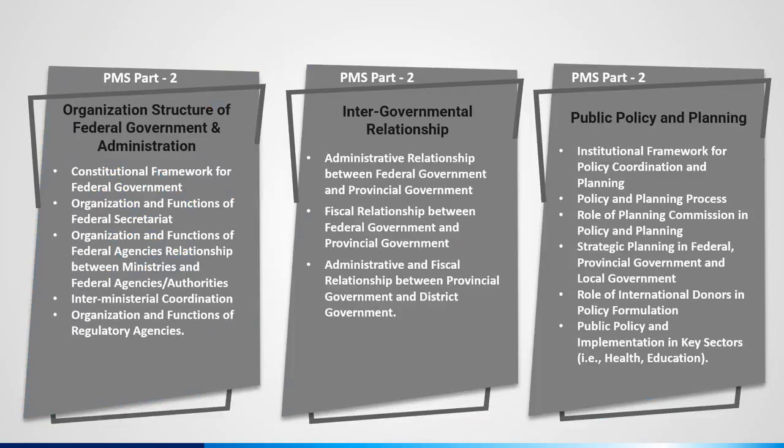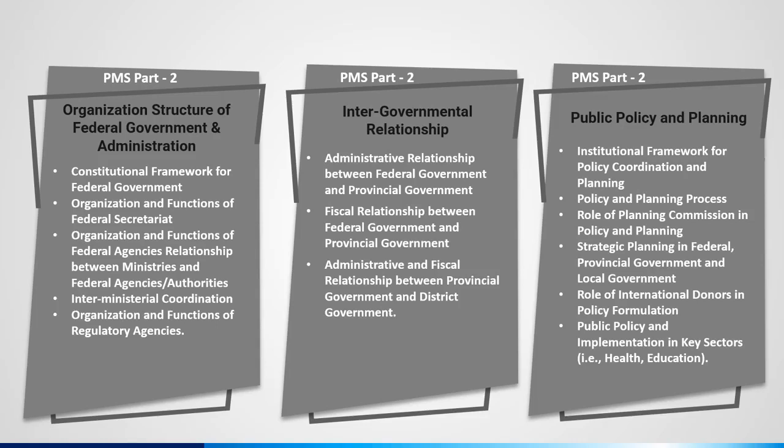So here we are going to start 6 remaining chapters of PMS Part 2. First one is Organization Structure of Federal Government and Administration. The contents include Constitutional Framework for Federal Government, Organization and Functions of Federal Secretariat, Organization and Functions of Federal Agencies, Relationship between Ministries and Federal Agencies or Authorities, Interministerial Coordination, and Organization and Functions of Regulatory Agencies.